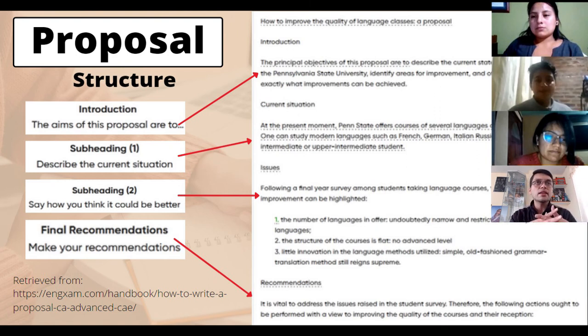Then the subheading can help us to describe the current situation. What is the problem specifically? So we have to specify which is the main problem. In subheading 2, we can say what we think. In our point of view, what do we think about the problem and what could be better to do, improving it or leaving it like this. And finally, we give final recommendations. We have to make a recommendation or a suggestion to improve the problem that we are talking about.